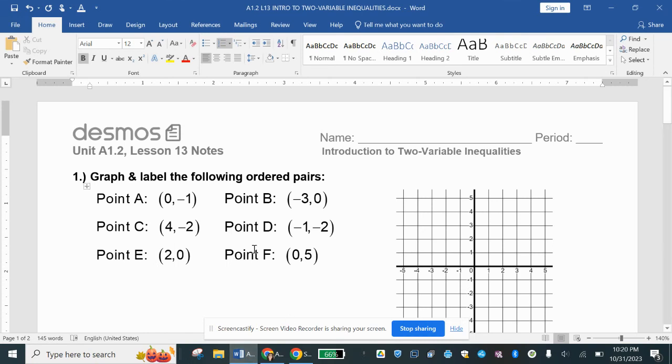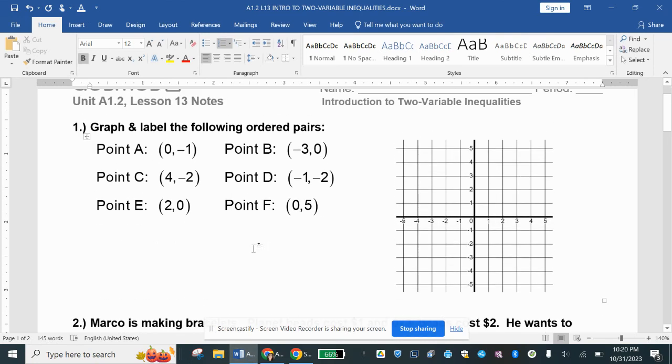So let's start with just a little warm up to see if you guys remember how to plot points. Go ahead and pause the video right now, and I want you to graph and label the following ordered pairs. Make sure when it says graph and label that after you plot the point, you also put the letter next to the point so that we know which one is which, okay? So please plot points A through F, pause the video, and push play when you're ready to check your work.